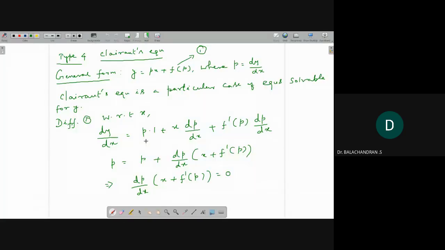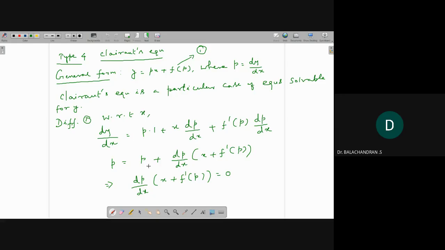Okay, so in the last three classes we discussed equation solvable for p, then equation solvable for y, and then equation solvable for x. So now type 4. Type 4 is Clairaut's equation. Actually, Clairaut's equation is a particular case of equation solvable for y. So you can solve the same problem using equation solvable for y.